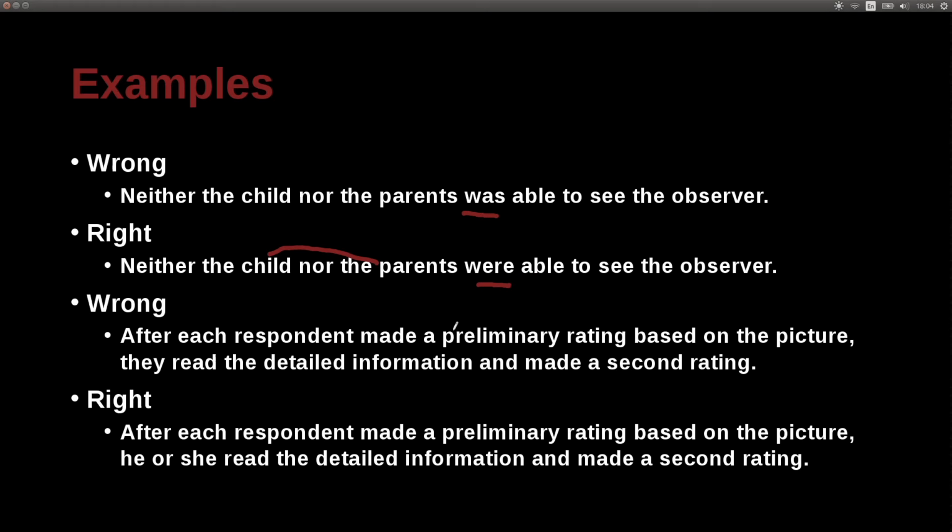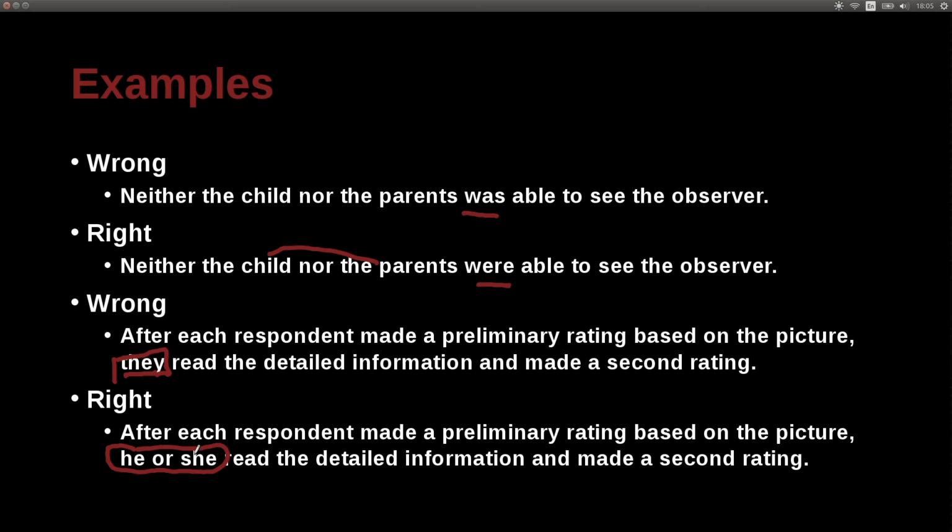After each respondent made a preliminary rating based on the picture, they read the detailed information and made a second rating. After each respondent made a preliminary rating based on the picture, he or she read the detailed information and made a second rating. So how come here, why do we say they is wrong, but he or she is right?